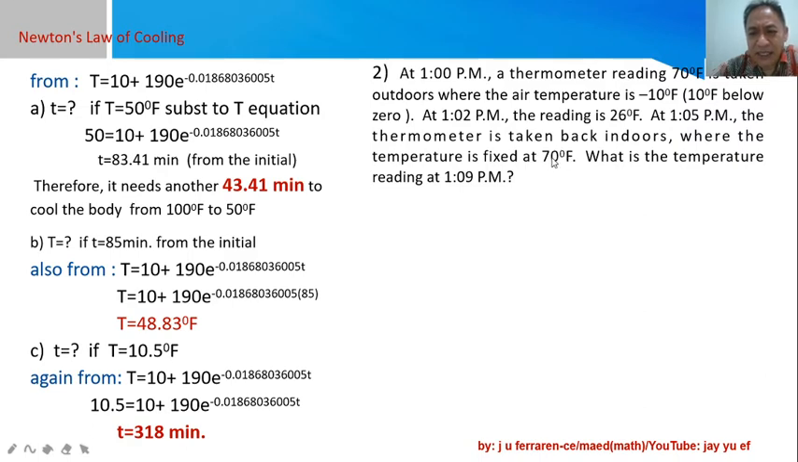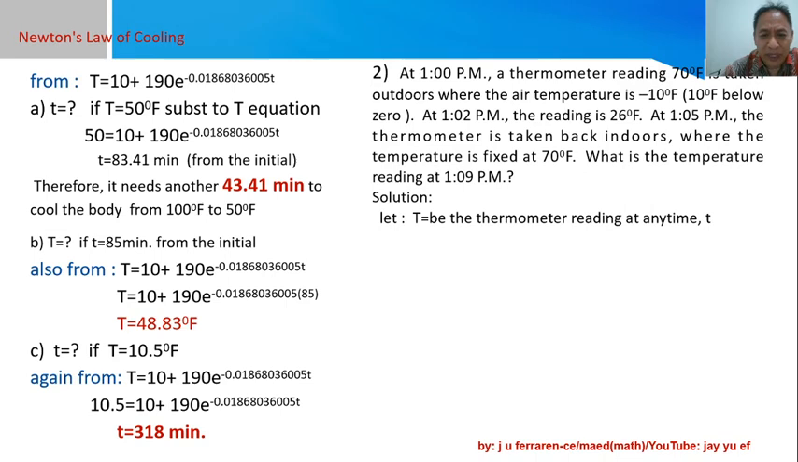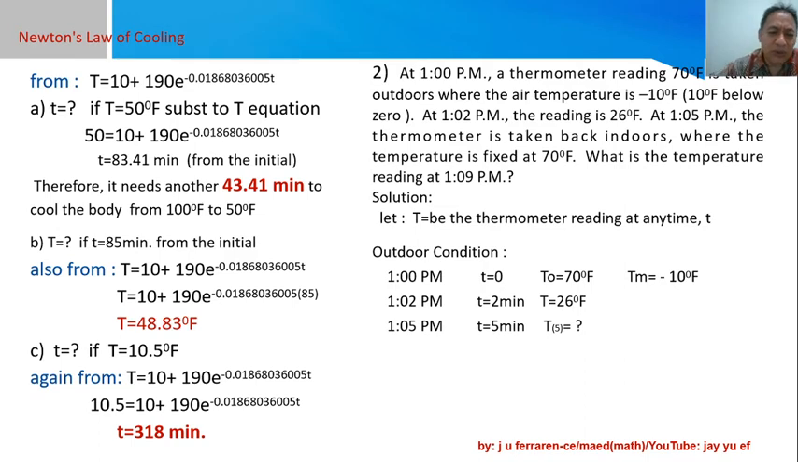So, this is the room temperature. So, this is your T sub M in the indoor condition. Now, what is the thermometer reading when it is observed at 1:09 p.m.? So, let your T be the thermometer reading at any time T. So, we have to consider both outdoor and the indoor condition.